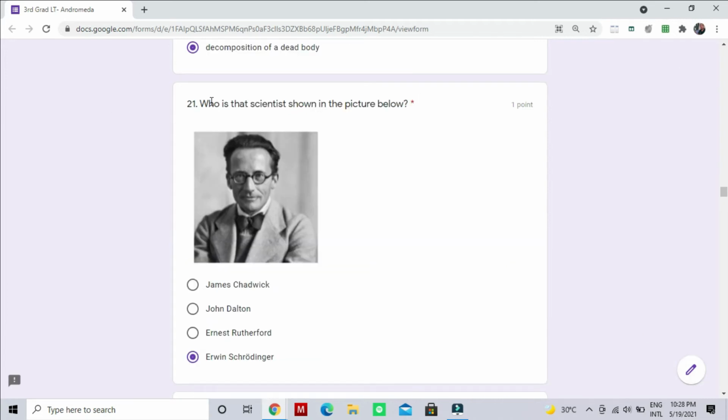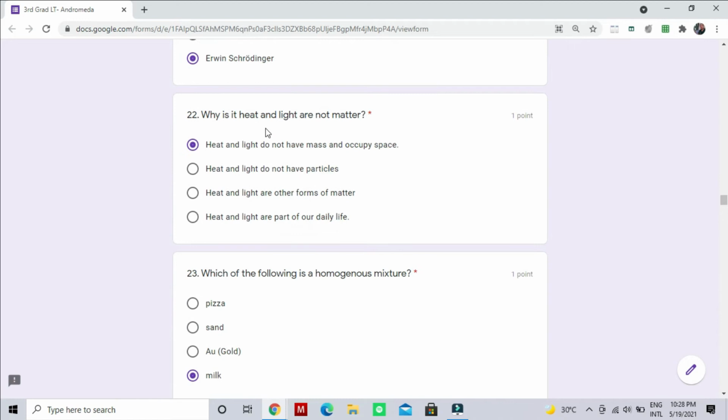Question number 21. Who is that scientist shown in the picture below? The correct answer is Erwin Schrödinger. Question number 22. Why is it heat and light are not matter? The correct answer is heat and light do not have mass and occupy space.